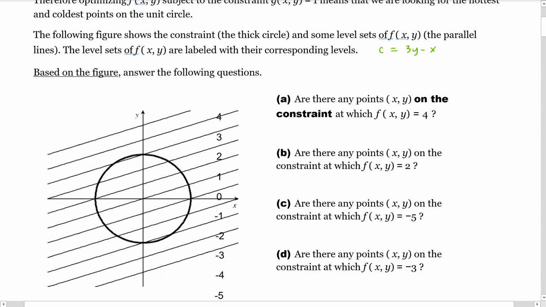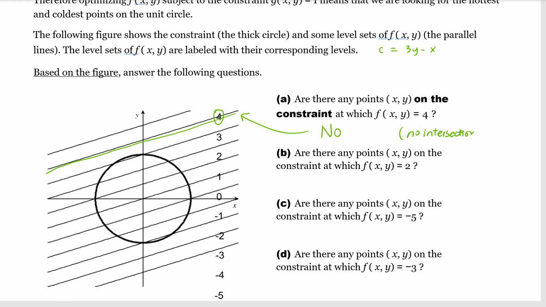A. Are there any points x y on the constraint at which f of x y equals 4? Well, 4 is this line. Do we have some points on the constraint? You can see this line does not intersect the circle, right? So no, because there is no intersection with the circle, which is the constraint.